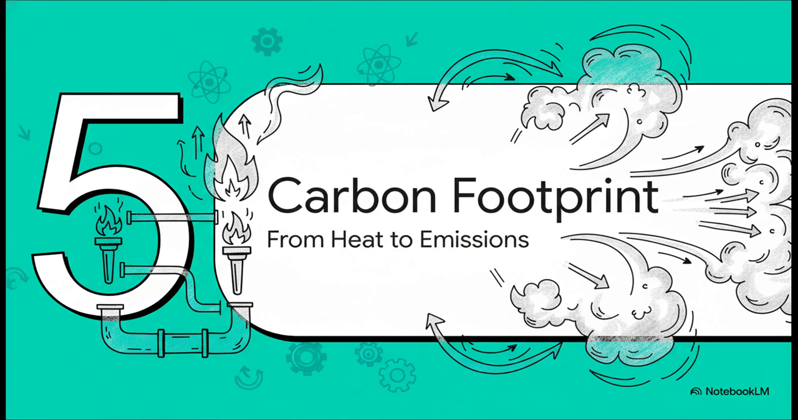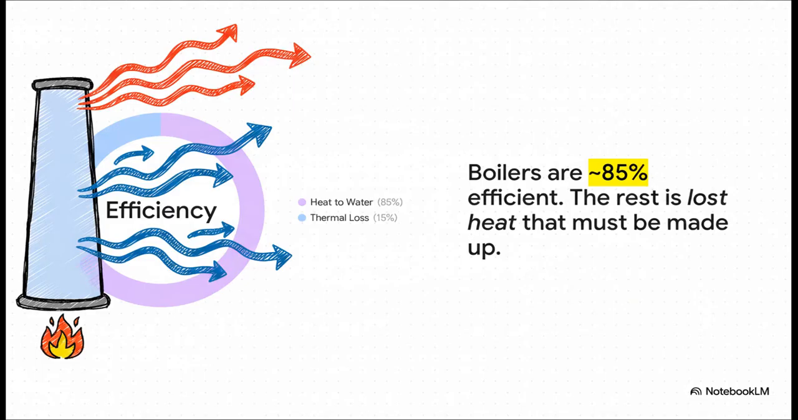This right here is the direct link between the underground physics and the emissions you see coming out of the facility stack. Of course, in the real world, no process is perfectly efficient. The big steam generators they use are, on average, about 85% efficient. That means for every unit of energy you get from burning fuel, only about 85% of it actually makes it into the water as useful heat. The other 15% is just lost to the environment.